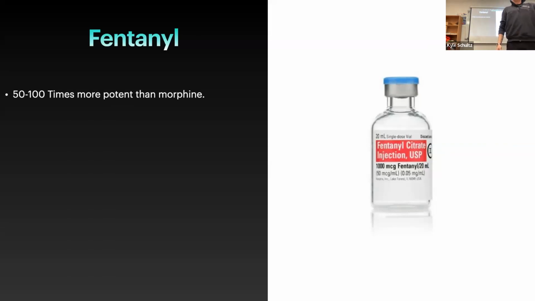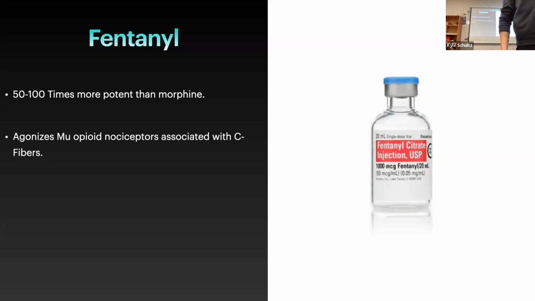Now, getting into fentanyl, it's about 50 to 100 times more potent than morphine. So morphine being a hell of a drug, fentanyl is 50 to 100 times more potent. It doesn't take a whole lot. That's why we dose fentanyl in micrograms. It agonizes mu opioid receptors associated with C fibers. Basically, you have opioid receptors all over your body, and they're associated with different types of nerve fibers depending on whether it's a kappa receptor or a mu receptor. These ones are associated with C fibers, which are unmyelinated.